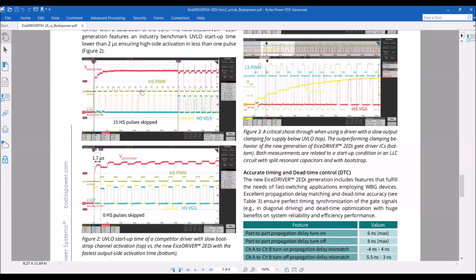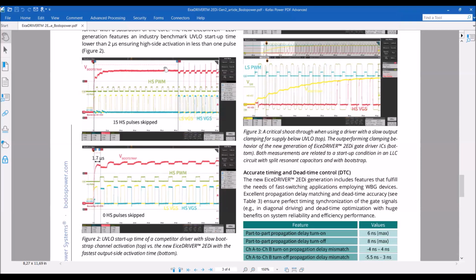So in the article we have in this figure, we try to explain and make a comparison. What is this about? What is the advantage of having a fast startup time? And actually, we implemented this in the second generation because there was a specific customer really asking for this.